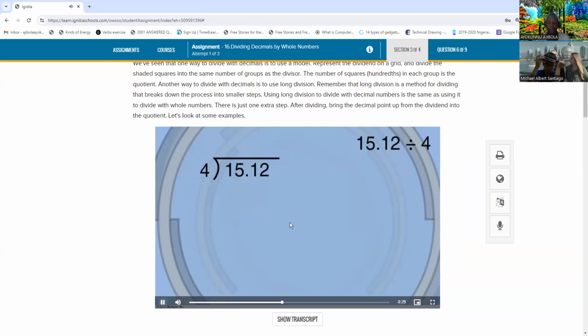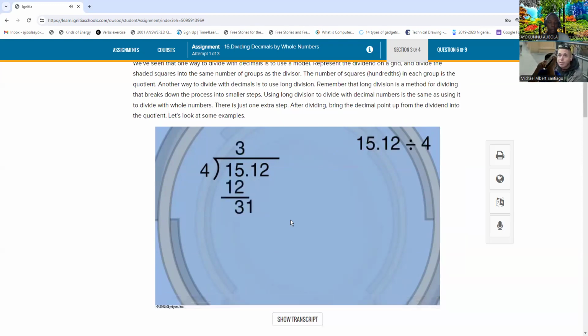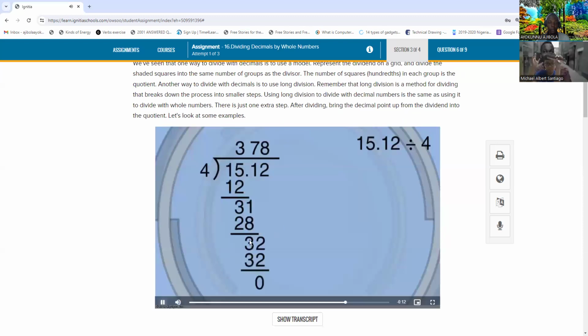4 goes into 15 3 times. Bring down the 1. 4 goes into 31 7 times. Bring down the 2. 4 goes into 32 8 times. Now bring the decimal point up from the dividend to the quotient. Now look at it. 4 into 15 is 3. 3 times 4 is 12. So 15 minus 12 gives 3. And you bring down 1, making 31. Is that clear?